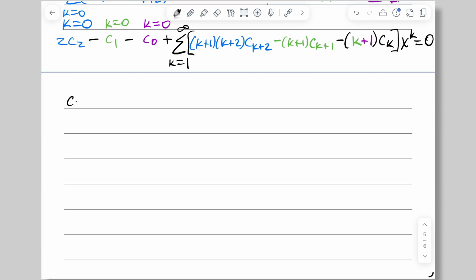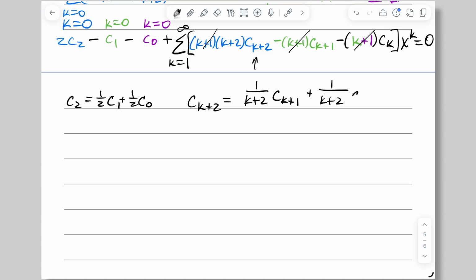One of them is that c2 is equal to 1/2 c1 plus 1/2 c naught. The second is solving for the constant that has the largest subscript, that would be c sub k plus 2, and noting that k plus 1 divides out of all of the terms. We have our recurrence relation: c sub k plus 2 is equal to 1 over k plus 2 times c sub k plus 1 plus 1 over k plus 2 times c sub k. We'll note that k starts at 1, goes on to 2, 3, etc.